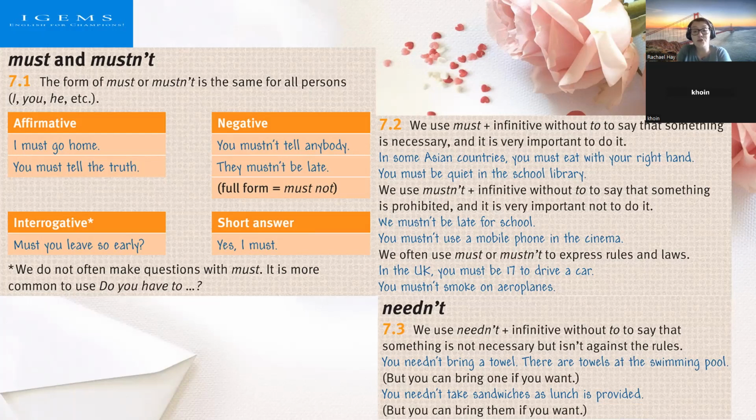Okay, and then we often use must or mustn't to express rules and laws. So in the UK, you must be 17 to drive a car. You mustn't smoke on airplanes. Okay. Then we have the word needn't. So we use needn't without the word to say that something is not necessary, but it isn't against the rules.